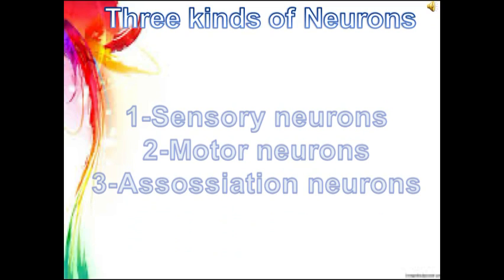Sensory neurons. These carry impulses from the sense organs to the spinal cord or brain. Motor neurons. These carry impulses from the brain and spinal cord to the muscles and glands. Association neurons. These transmit impulses from one neuron to another.